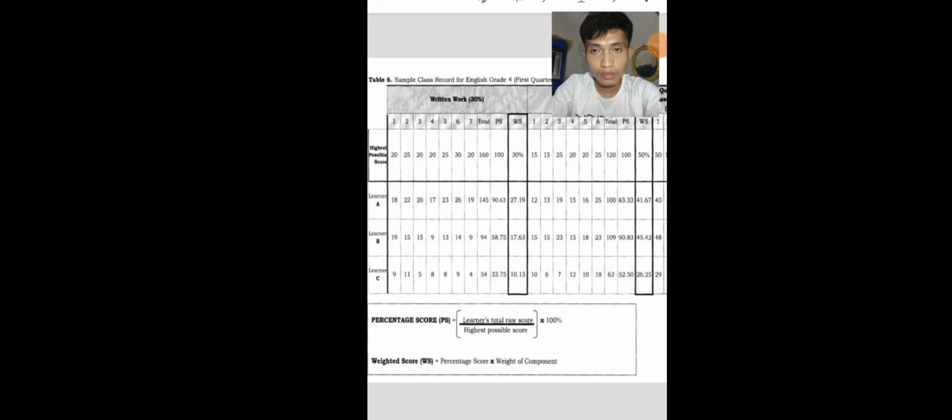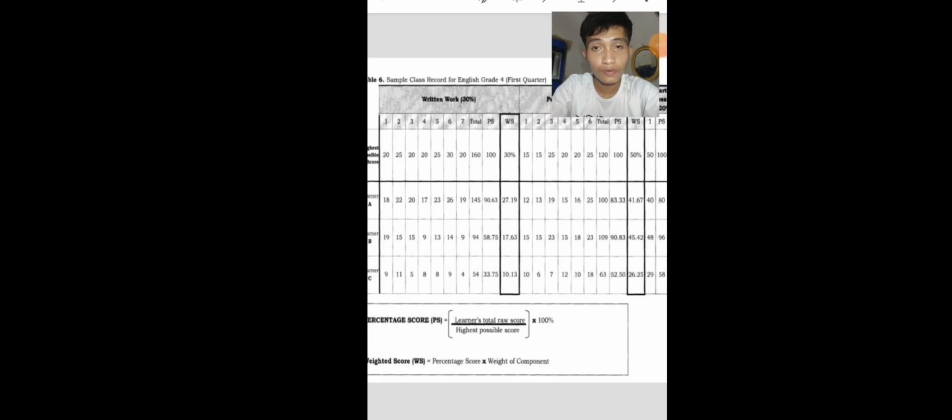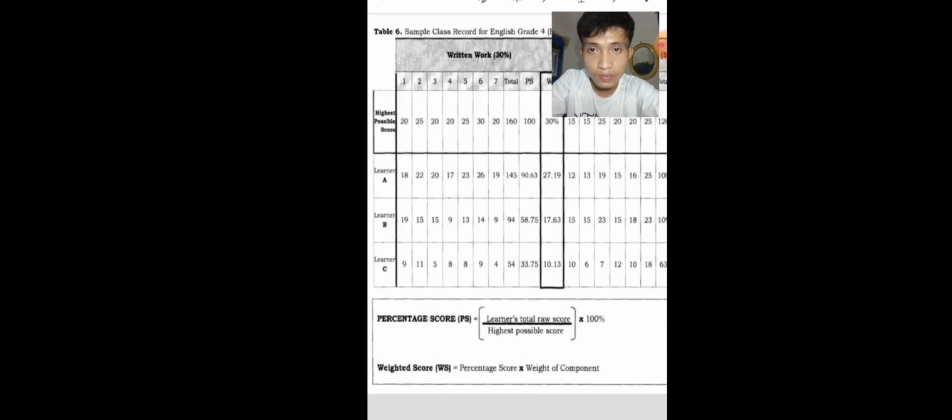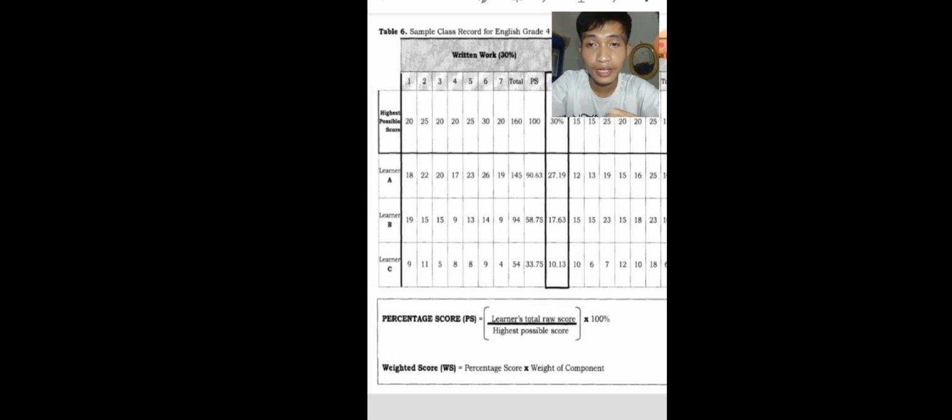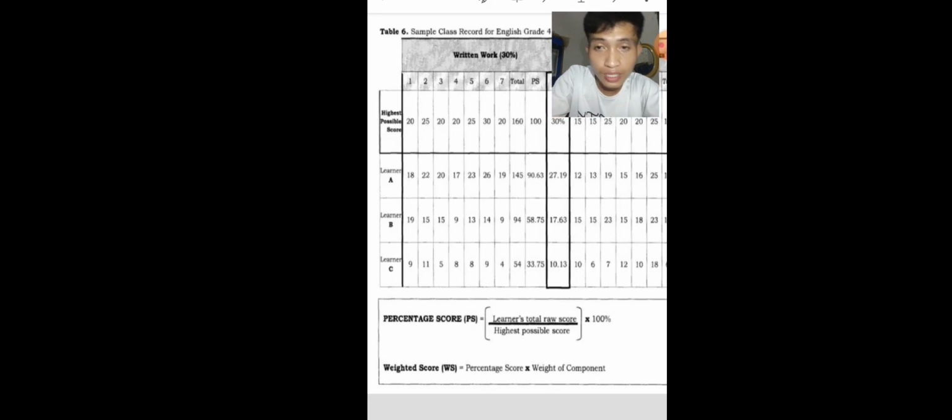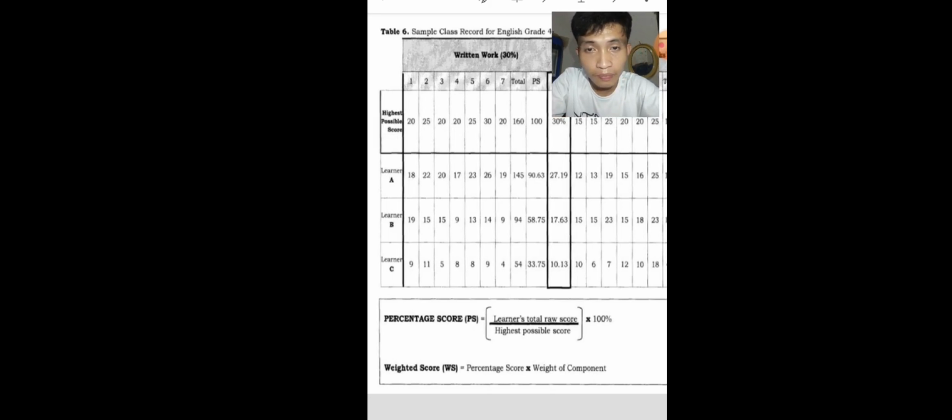So this is table 6, the sample class record for English for the first quarter. We have here the written works, a total of 30%, performance task 50%, and quarterly assessment 20%. The highest possible score for the written works is 160. We have here learner A, learner B, and learner C. Learner A got a total score of 145, learner B 94, and learner C got 54.